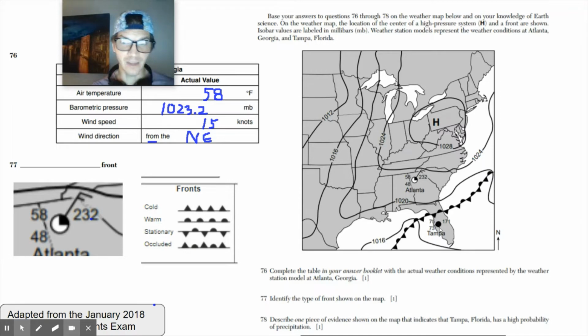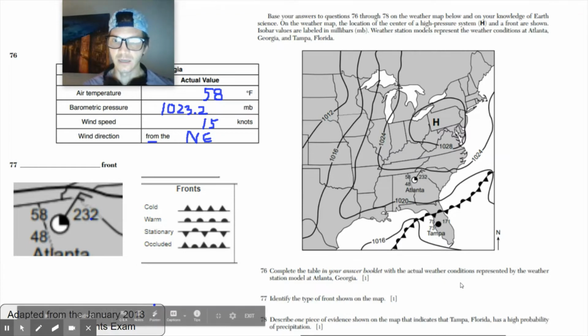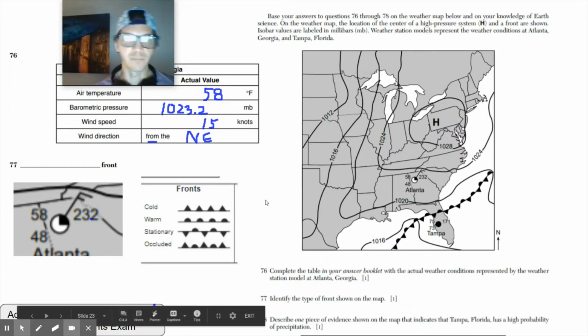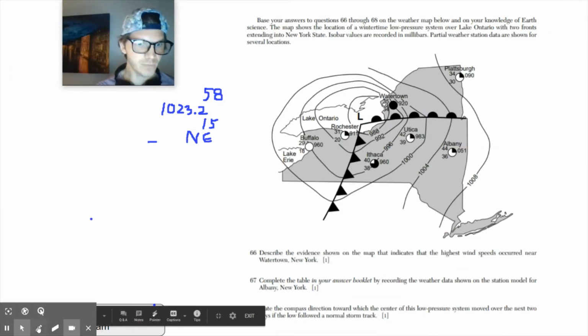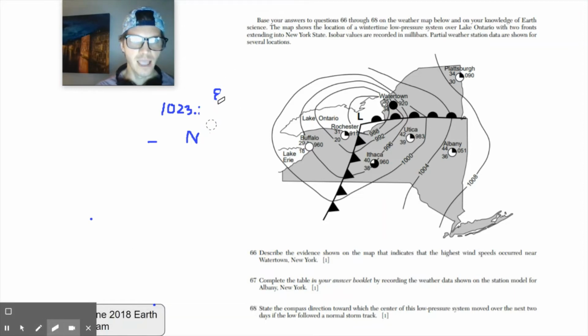And then when we see the cloud cover, it looks like there's 100% cloud cover in Tampa too. So a number of different reasons that we can conclude that Tampa, Florida has a high probability of precipitation. Let's get rid of some of these drawings here and we'll continue. We'll look at the next question.